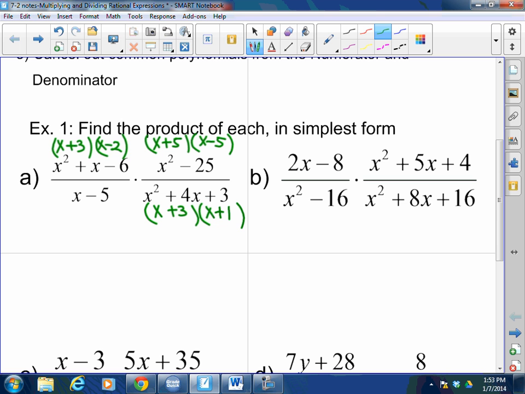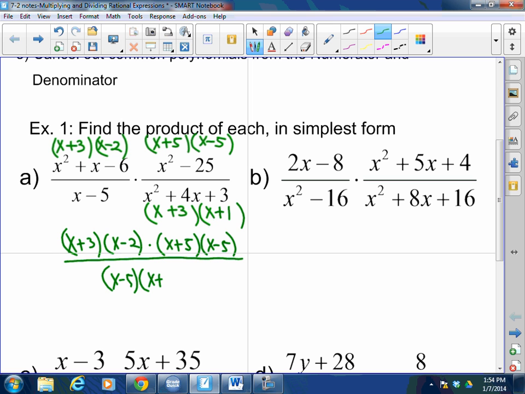So now let's rewrite all of this. So I've got x plus 3 times x minus 2 times x plus 5 times x minus 5 over x minus 5 times x plus 3 times x plus 1. And now, I know I'm a little bit of a math dork, but I think it's fun now. Now it's just the fun part. Goodbye, goodbye, goodbye, goodbye. And that's it.